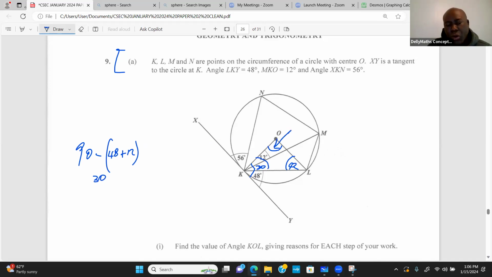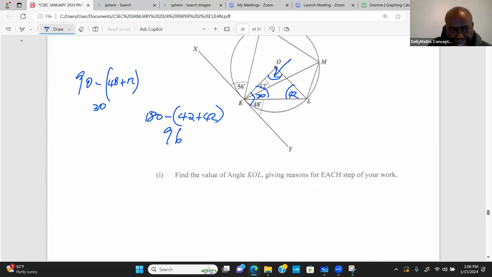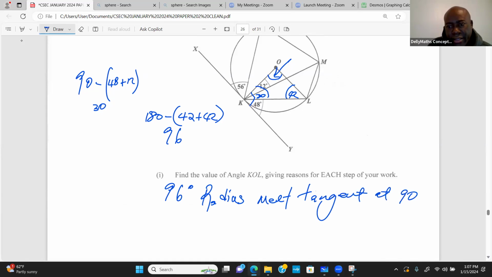So in an effort to find this third angle, all I'm going to do is take 42 plus 42, since it's an isosceles triangle there, and then take that from 180 degrees, and then I'll get that value right there. It's 96. So KOL is 96 degrees. And the reasons: one, we looked at the fact that the radius meets the tangent at 90 degrees, which helped. Also, the isosceles triangle.